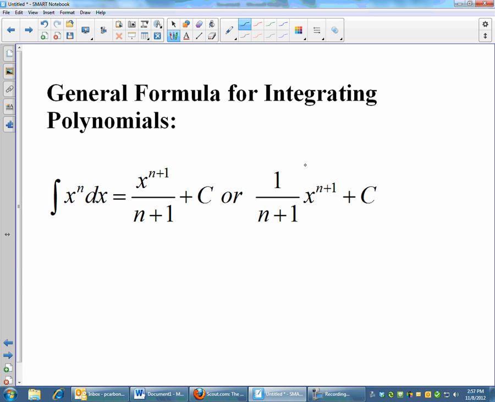Some people like to write it this way. So for example, if I had the antiderivative of x squared, I would simply add 1 to my old power, 2 plus 1 is 3, and I'll divide by that, plus c. Or you could write it as 1/3 x cubed plus c. That is your general rule for finding antiderivatives of polynomial-like functions.